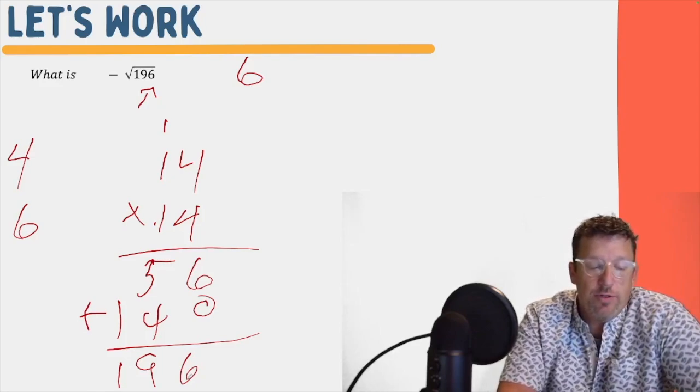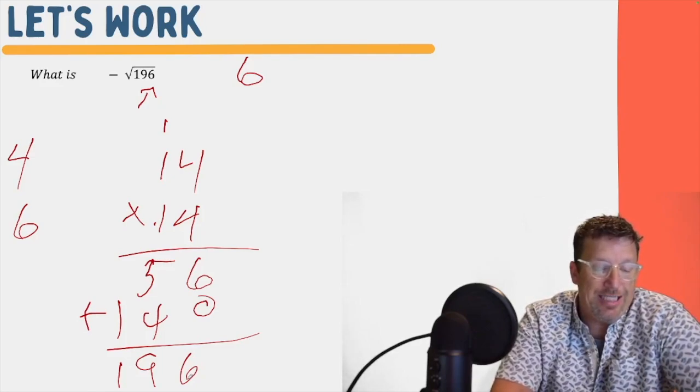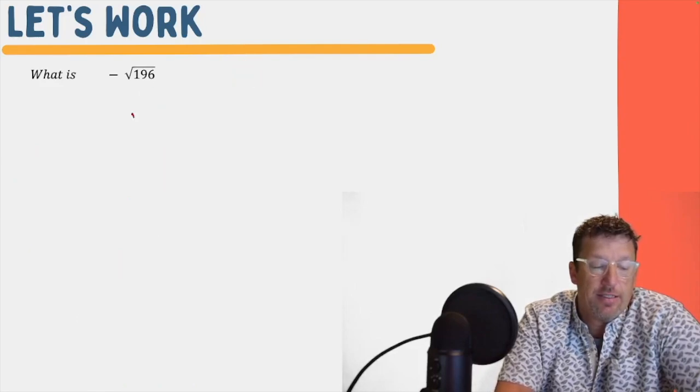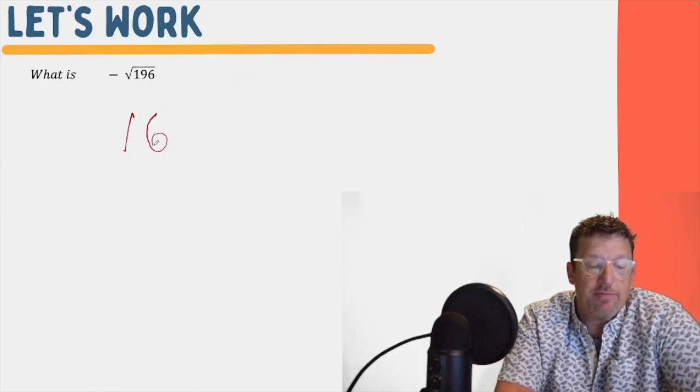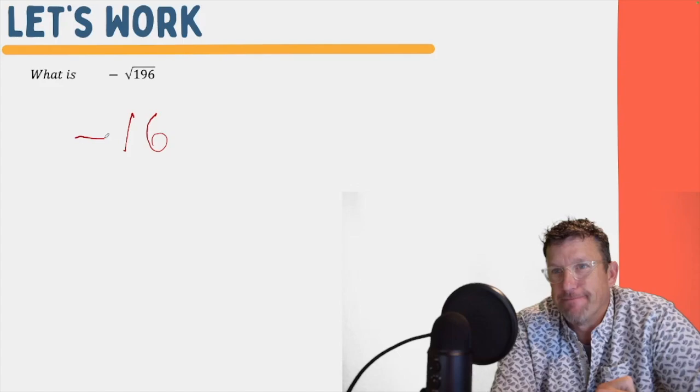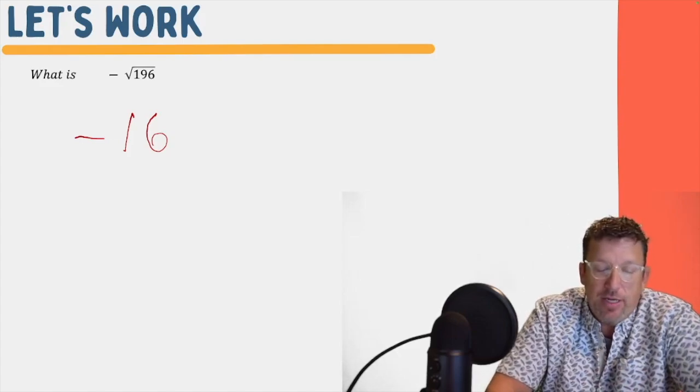So the square root of 196 is 16. And we want the opposite version of it, so it's negative 16. You see how that works? Let's try another one.